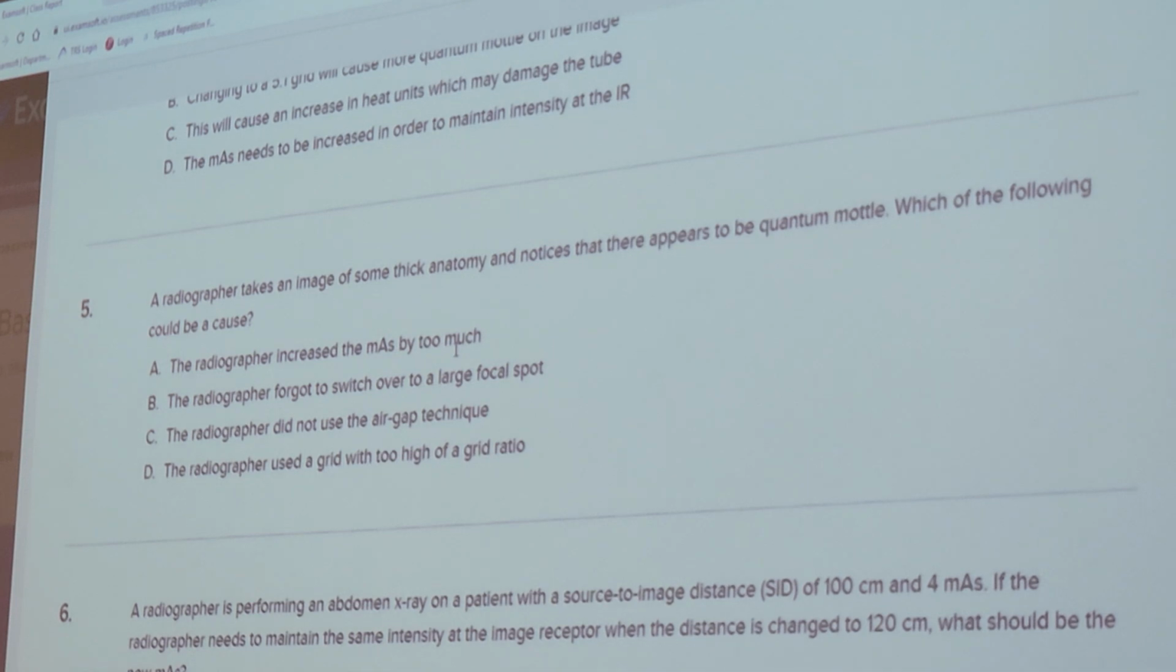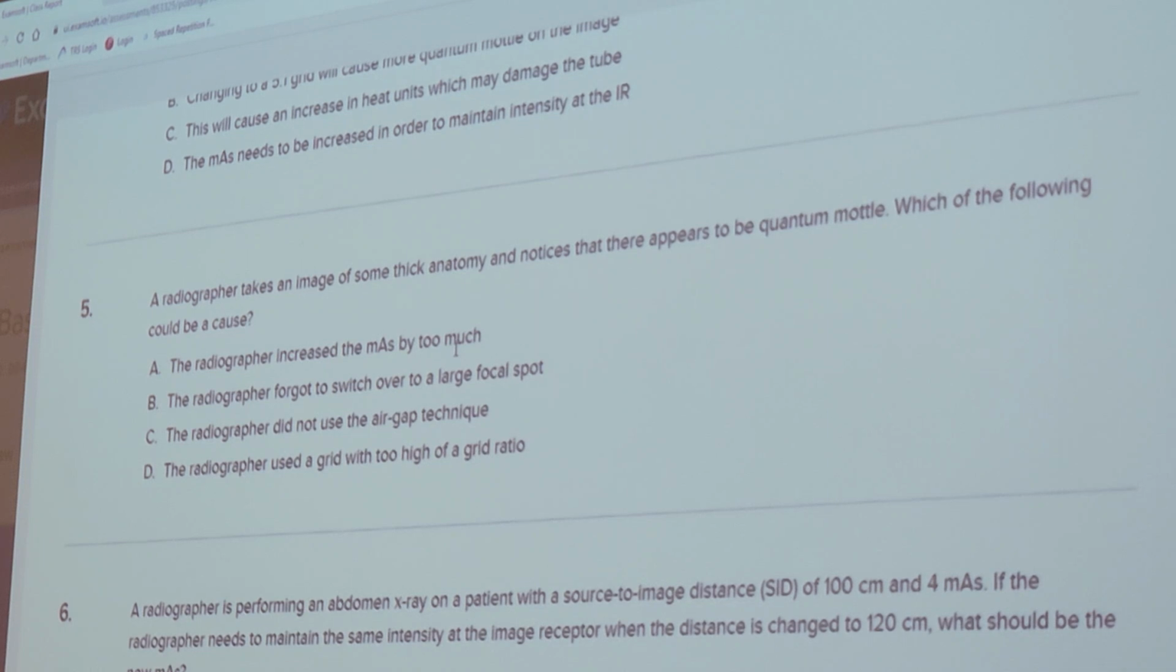So, question 5. A radiographer takes an image of some thick anatomy and notices that there appears to be quantum mottle. Which of the following could be a cause? So what's another name or a couple of different names for quantum mottle? Quantum noise, or graininess, that's another word they may use. Basically when there's a lot of tissue that's really thick, there's a lot more attenuation. So the X-ray doesn't get through the patient and doesn't reach the image receptor. Less exposure.